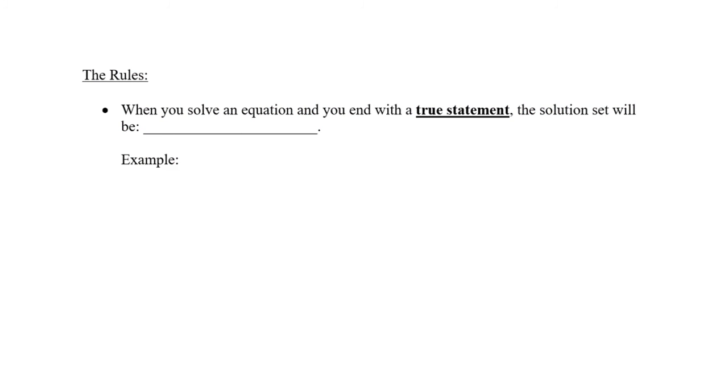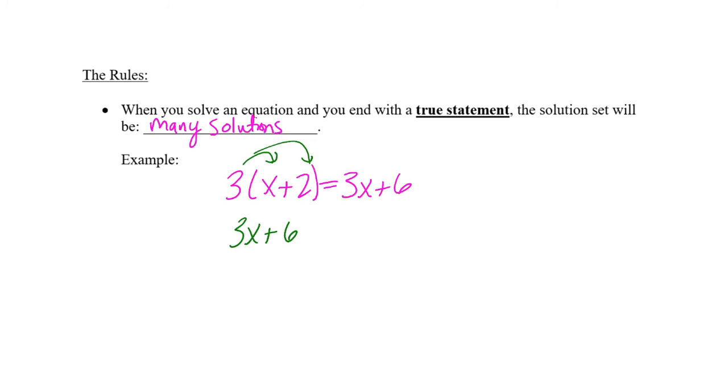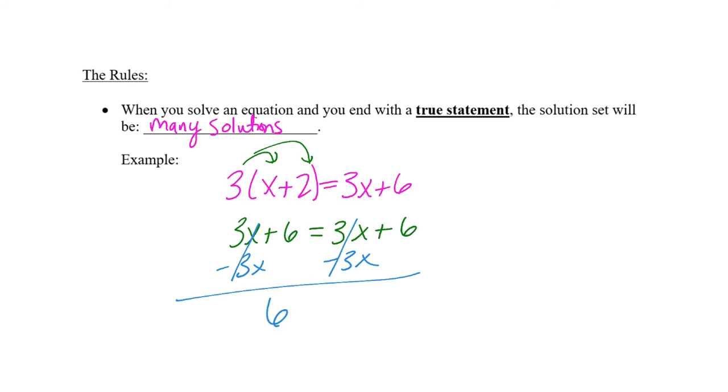All right, so let's write those rules down. It says when you solve an equation and you end with a true statement, the solution set will be many solutions. An example. We distribute here. You see we get the same thing on both sides. We solve. It equals itself, so we know that that's infinitely many solutions.